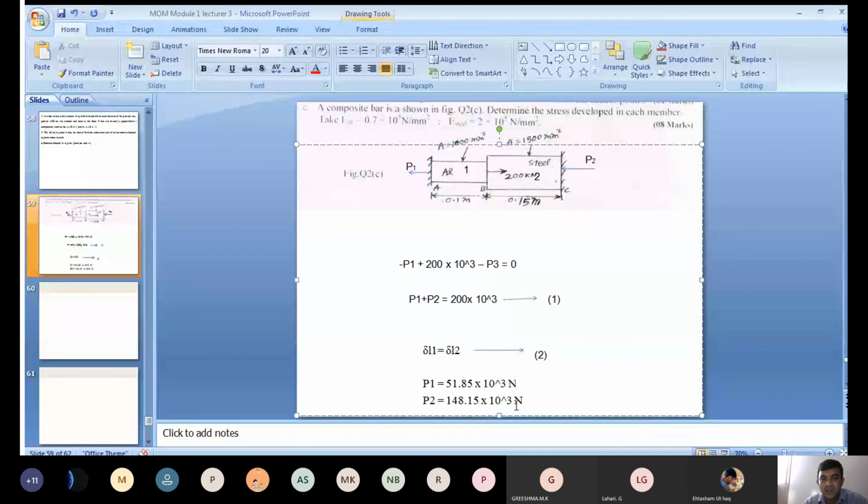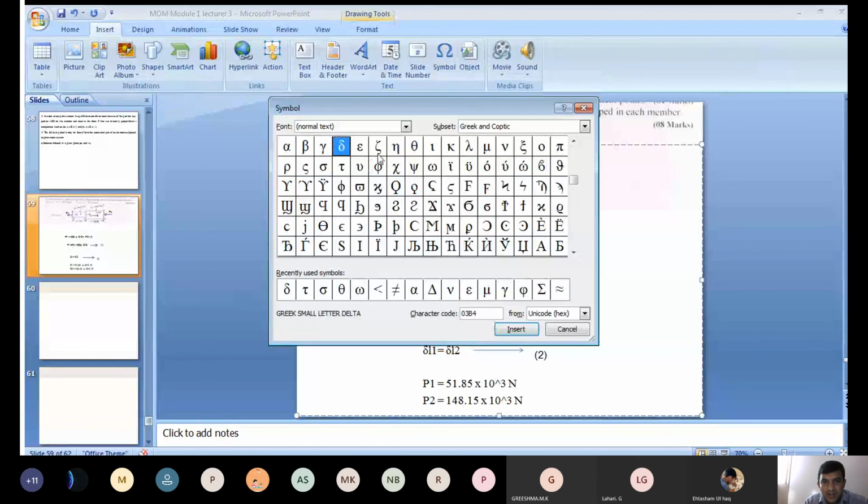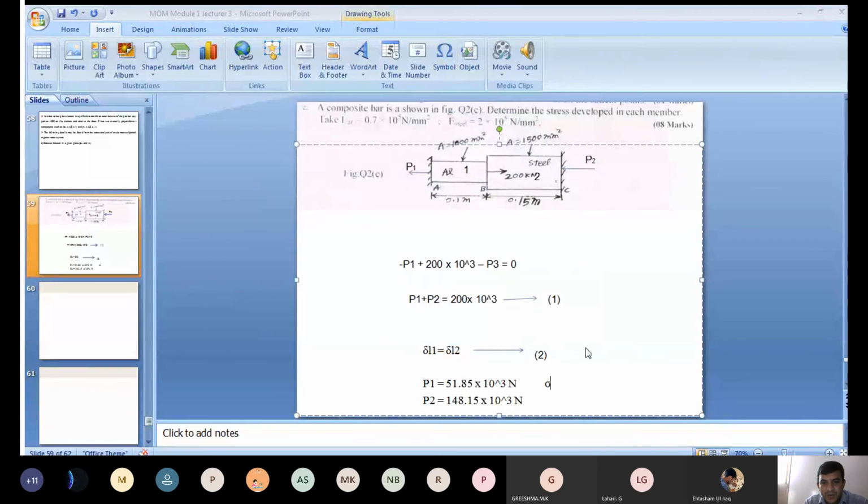Now you calculate sigma 1. What is the general formula for stress? Sigma is equal to force by area. For the first portion, sigma 1 is equal to P1 by A1. For the second portion, sigma 2 is equal to P2 by A2. Now tell me the values of sigma 1 and sigma 2. We'll check. Still we have 3 minutes.